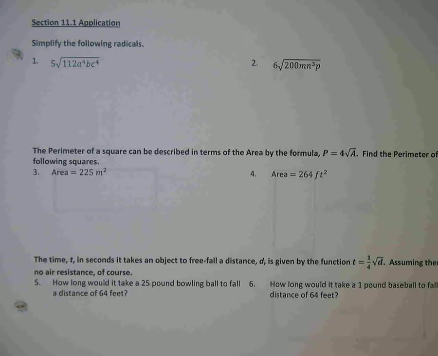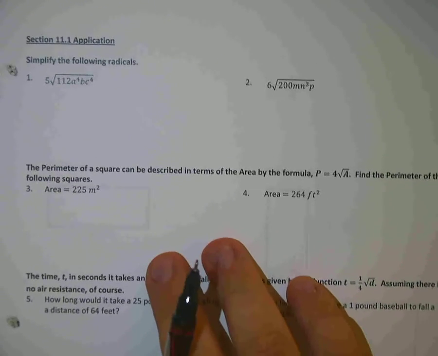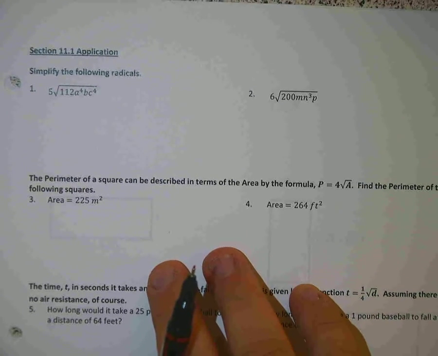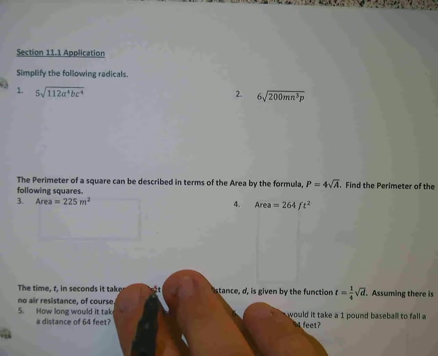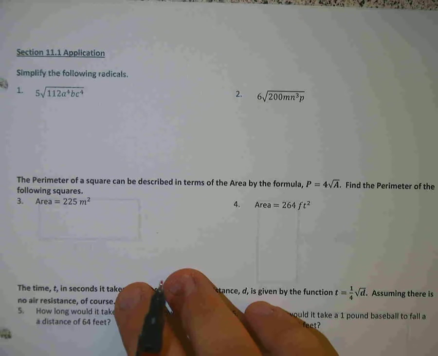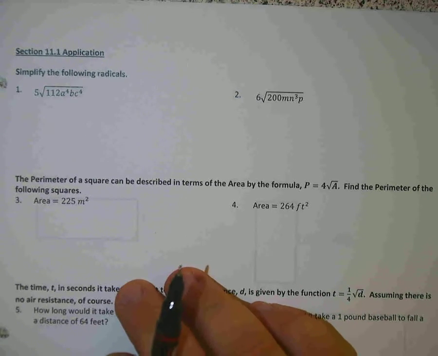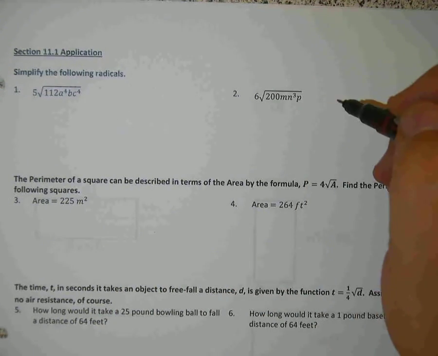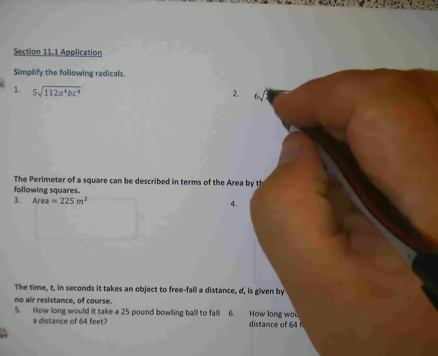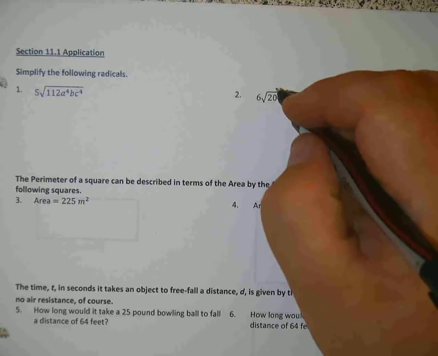In this section we started looking at radicals and we looked at simplifying radicals. And really what that means is breaking down what's under the square root into its most basic items and seeing what we can pull outside of that square root symbol. If you remember, the way I like to do it is using a tree diagram.